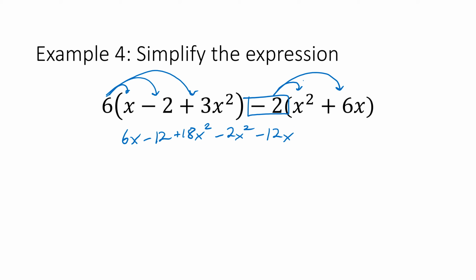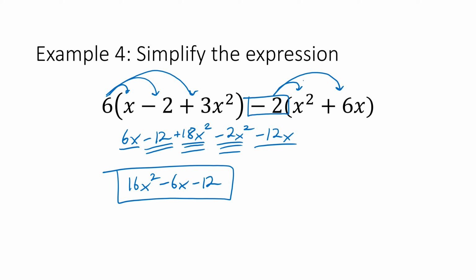Okay, so now all we have to do is combine the like terms. I notice that I have an x term here, so 6x minus 12x is -6x. I have a constant term here. Remember, that's the one without the variable, and there are no other ones, so that just shows up in my final answer. And finally, I have these x squared terms. 18x squared minus 2x squared is 16x squared. Final answer, because I cannot combine any more like terms.